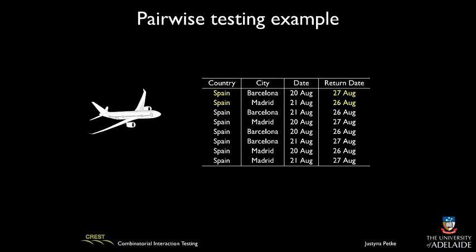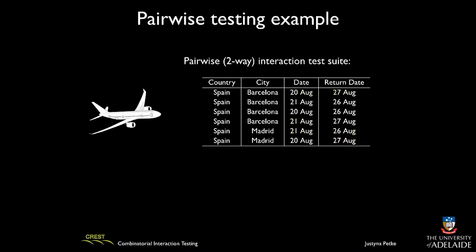So that's all covered. How about now the cities? So Barcelona 20th, Barcelona 21st, Madrid 20th, Madrid 21st. Barcelona 27th, 26th, Madrid 26th, 27th. These combinations 20, 27, 21. So we're covering off always pairs. Right? If we would go for triplets, we would have to do, for example, Spain, Barcelona 20th, Spain, Barcelona 21st. Okay, good. So that's covered. So these are all pairs.